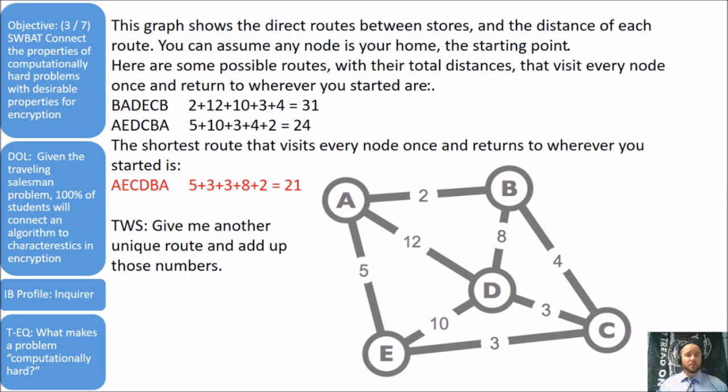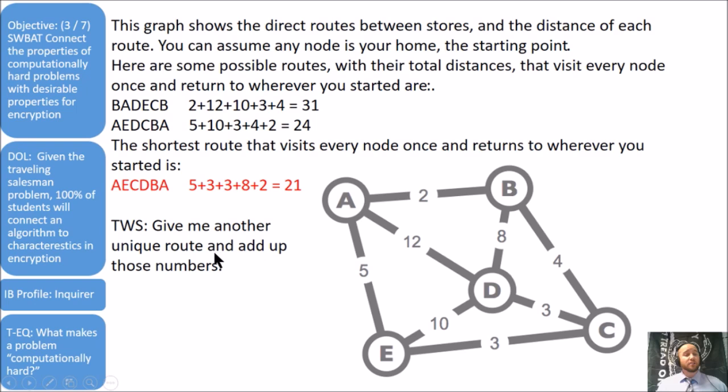So this graph shows the direct routes between stores and the distance of each route. You can assume any node is your home, so the starting point is wherever you decide. Here are some possible routes with their total distances that visit every node once and return to wherever you start. So notice the difference between 31 and 24. The shortest route that visits every node once and returns to wherever you started is this one, where the numbers end up as 21.